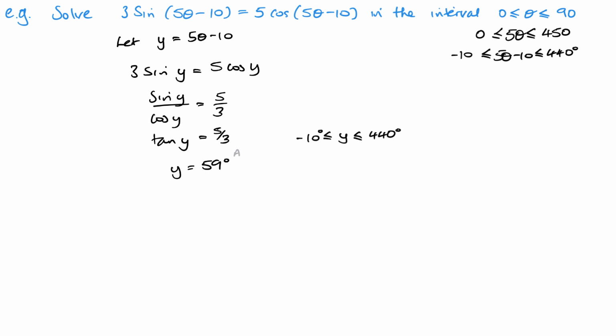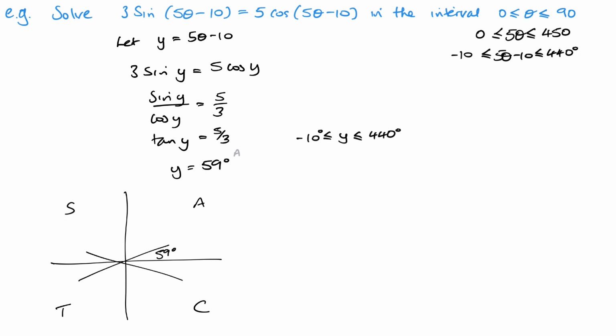So now it's all set up, I can go to my CAST diagram and set that up. Remember, that's going to be 59 degrees in each of these. Again, you don't need to put the angles in like I'm doing now. I'm just doing this to help you. I don't do it when I do the questions myself. So we can see that tan y is positive. Tan is positive in this section and this section.